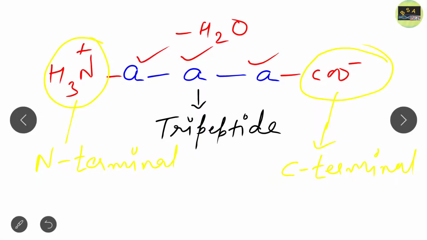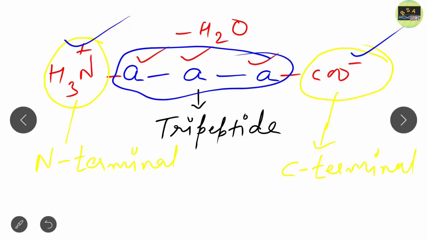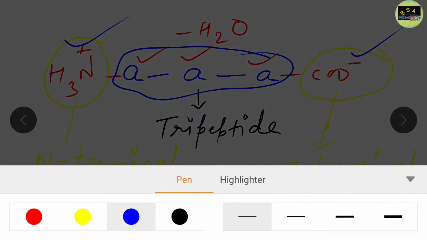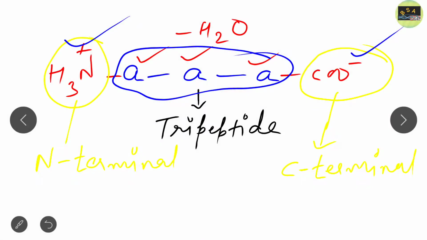In this chain you can see there are only two charges. One is a positive charge on the amino terminal and one is a negative charge on the carboxy terminal, and these two charges are present on the terminal ends, while in the middle there is no charge, although amino acids are present. Why is there no charge in the middle?